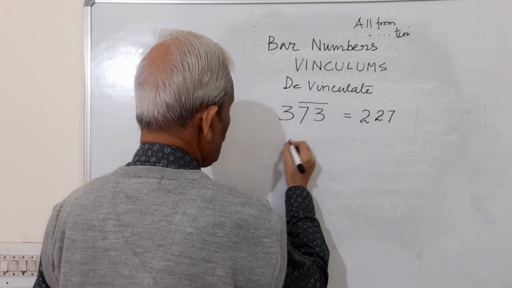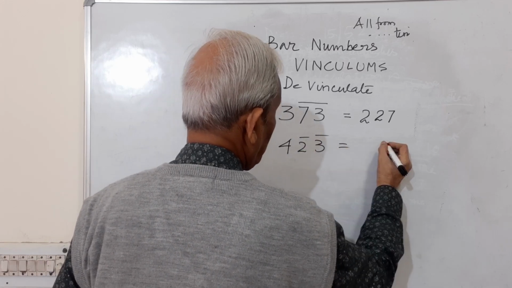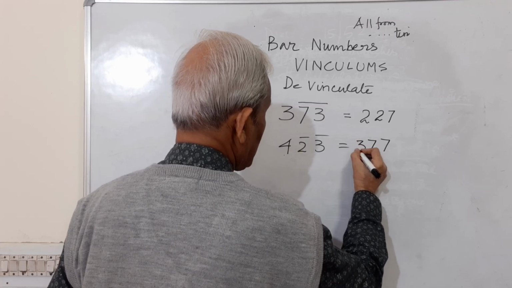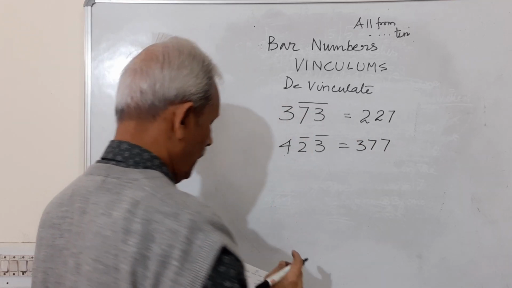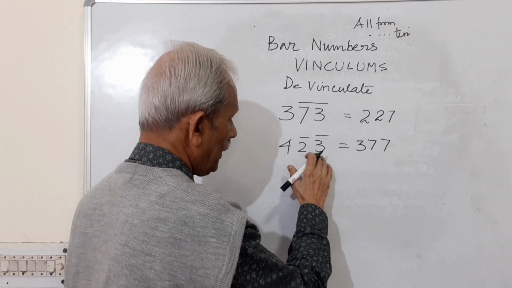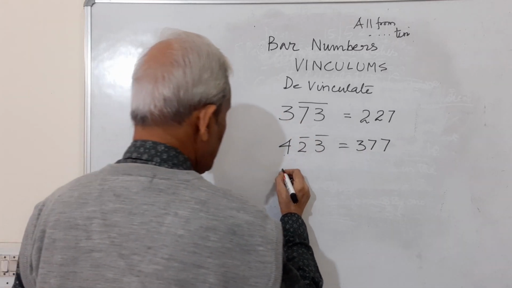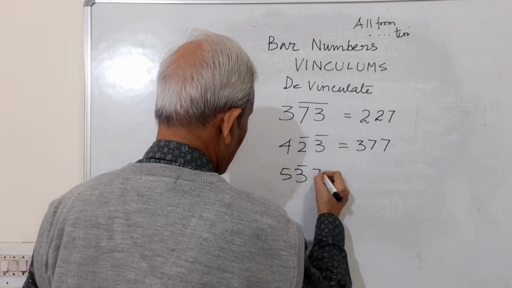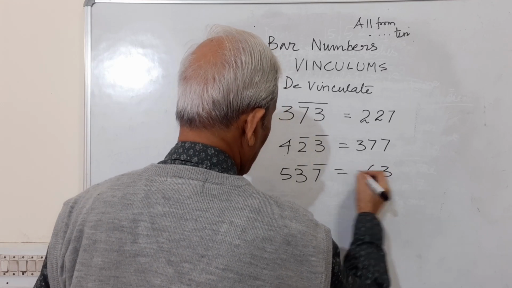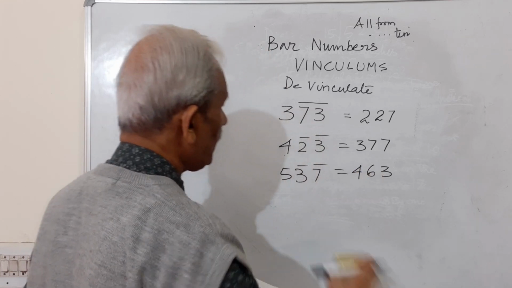Right? 423. Reduce it from 10 to make it 7, reduce it from 9 to make it 7, reduce this 4 by 1, 377 is the answer. It's indeed so, because 400 minus 23 is 377. 400 minus 23, these two are negative, 377. 537, reduce from 10 to make it 3, reduce from 9 to make it 6, and reduce this number by 1, make it 463.